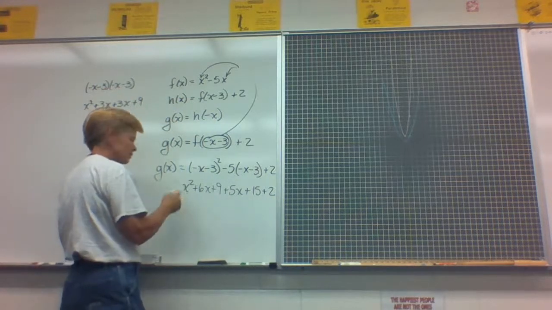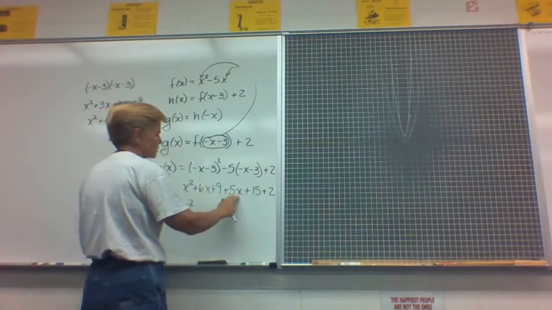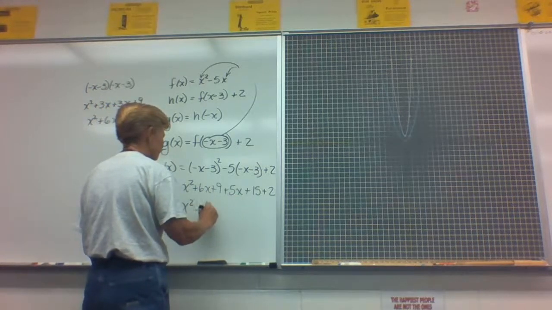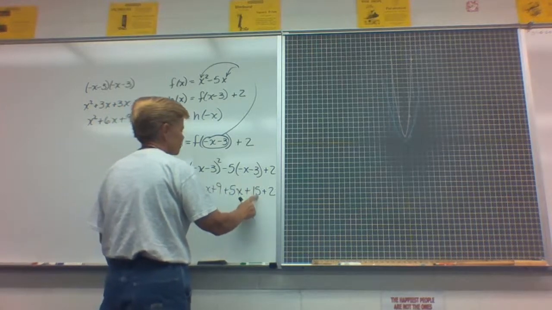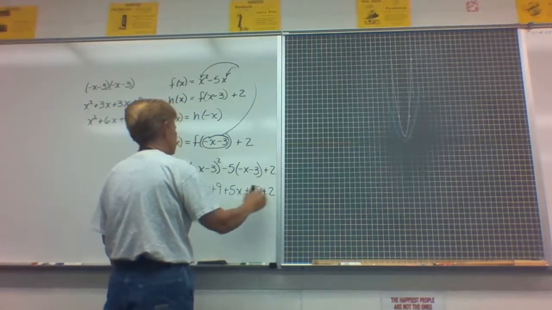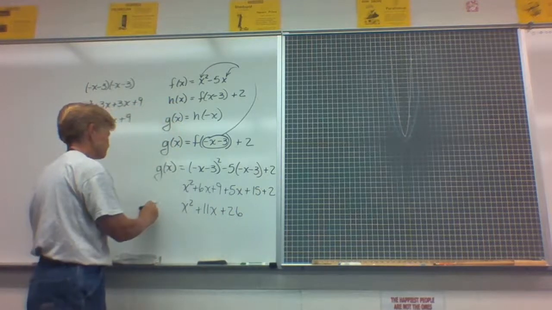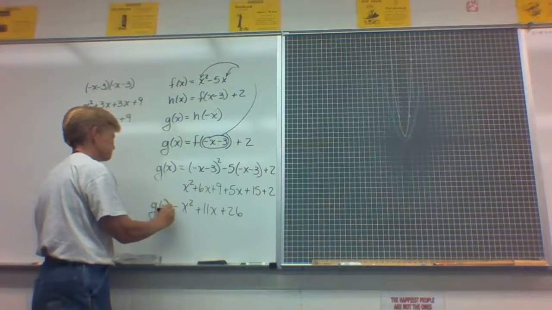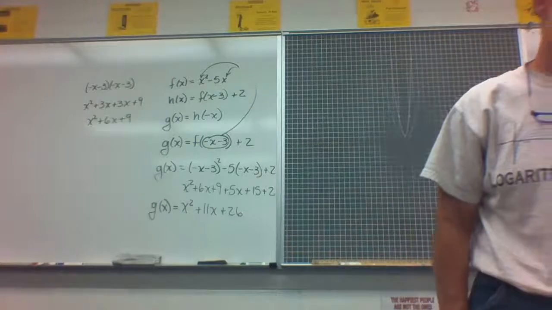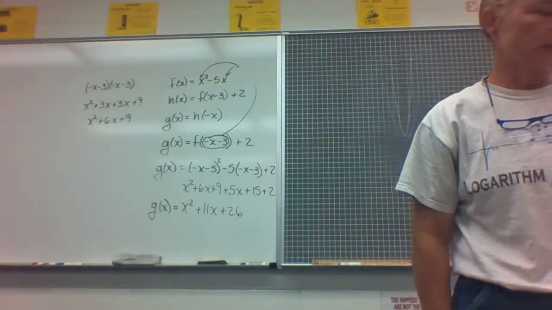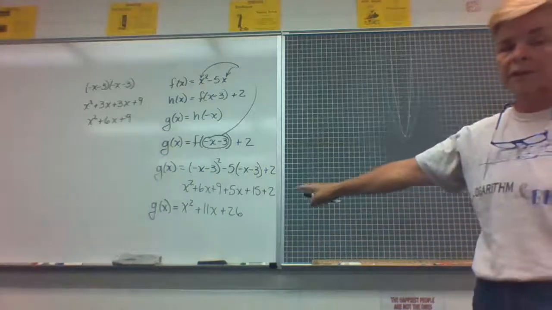Now I got to combine all the like terms. There's only one squared term, so that's x squared. I have 6x and 5x, that's 11x. And I have 9 and 15, which is 24, and 2 is 26. If you take a look at the final answer in the solution, we get x squared plus 11x plus 26, which is what we finally got here.